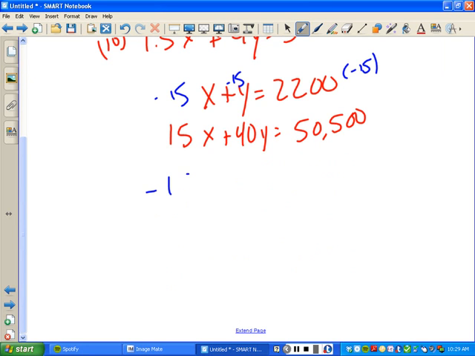This is going to be negative 15x minus 15y equals 2,200 times 15. 2,000 times 10 is 20,000. Or 22,000, I guess. And then, is that 33,000?